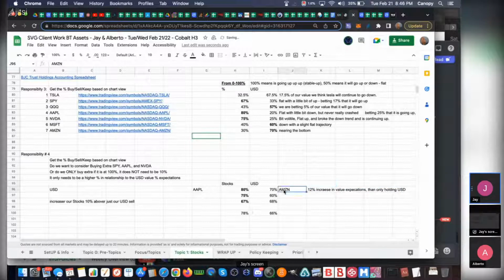Because we're going to sell the Amazon stock, right? We're selling 70% of our Amazon stock, and when we sell that, we would put it in US dollars. But instead of putting it in US dollars, if we put it in Apple, it will increase our value expectations by 12% more than just the US dollars. That makes sense? This is all based on our estimation based on the charts. Exactly, all based on our estimation based on the charts.